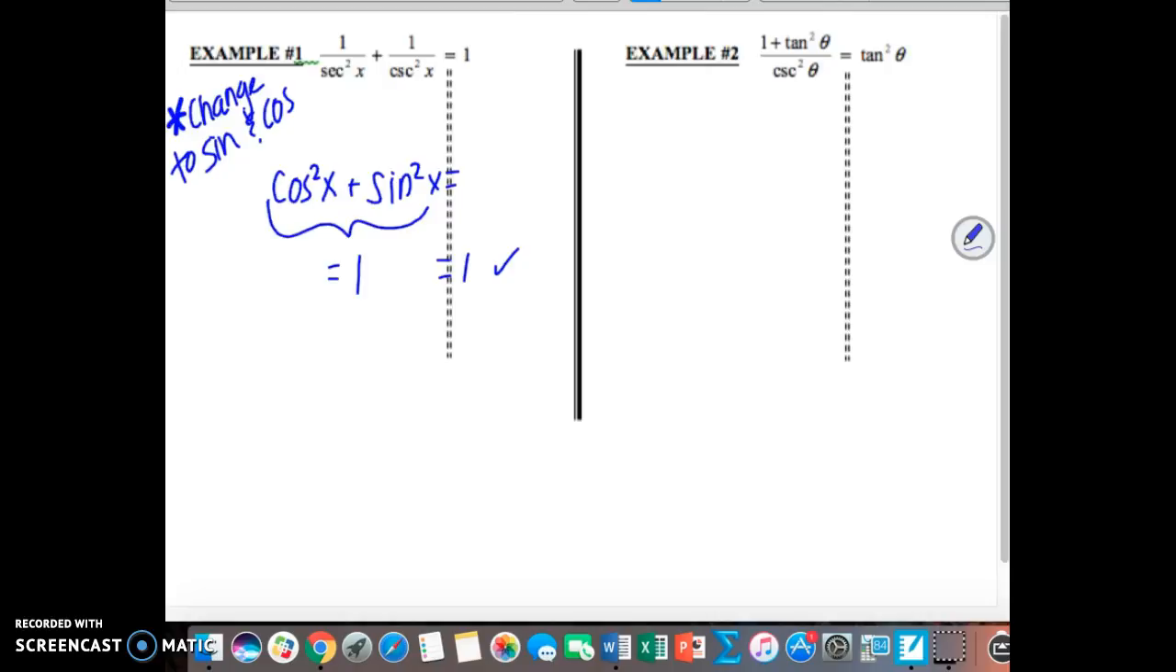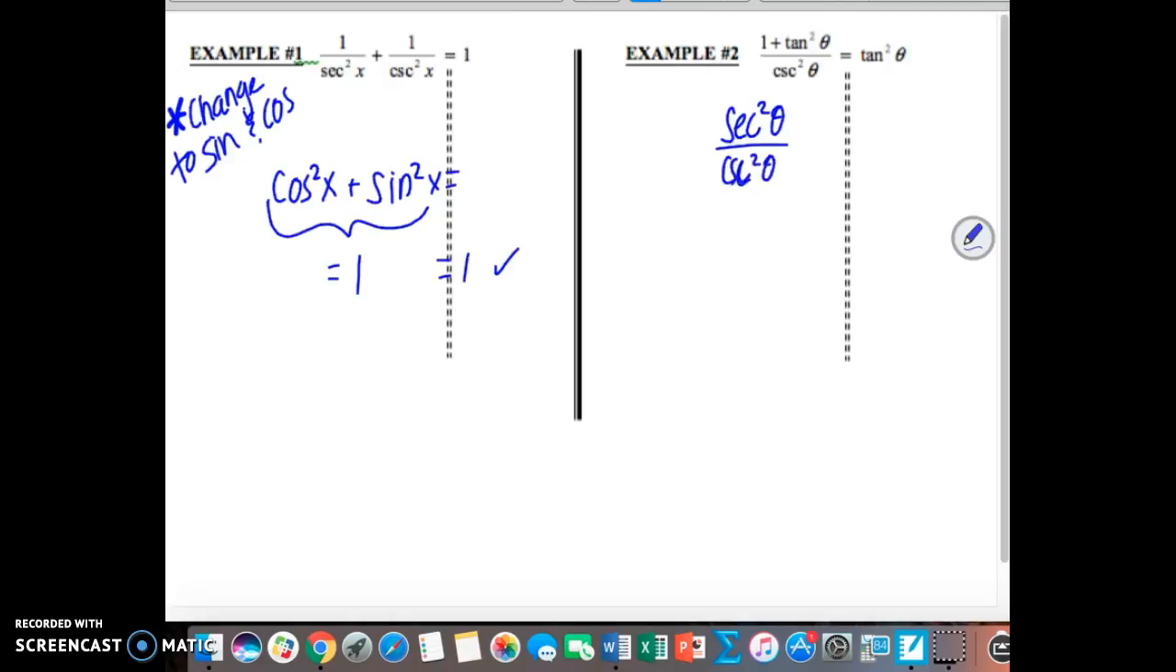So for example 2, we have 1 plus tangent squared of theta divided by cosecant squared of theta equals tangent squared of theta. So let's work with the left-hand side. I'm choosing the left-hand side because it looks a little messier, and it's usually easier to make messier sides look more clean than it is to make simplified sides look messy. So we can rewrite 1 plus tangent squared of theta as secant squared of theta. That is just a Pythagorean identity. So this becomes secant squared of theta divided by cosecant squared of theta.